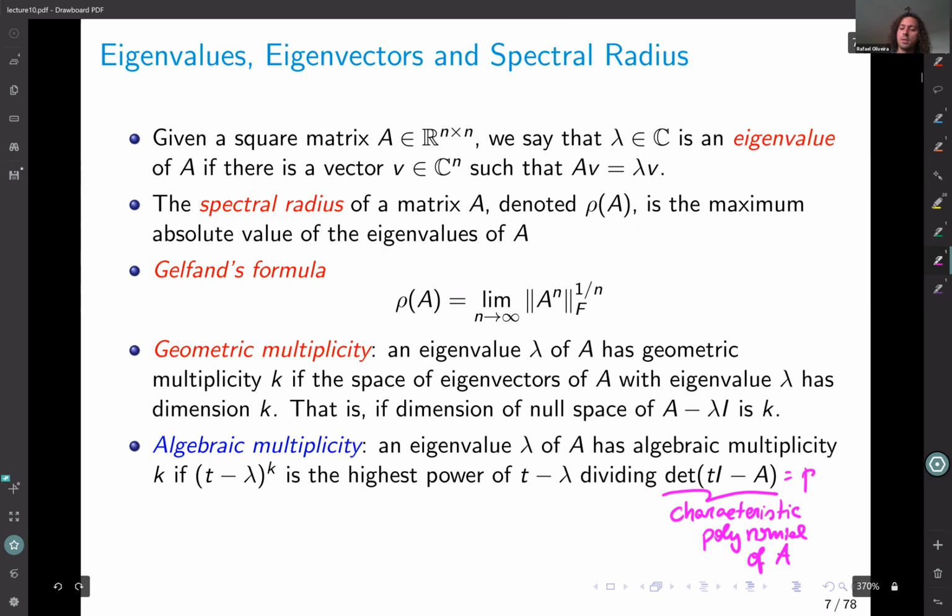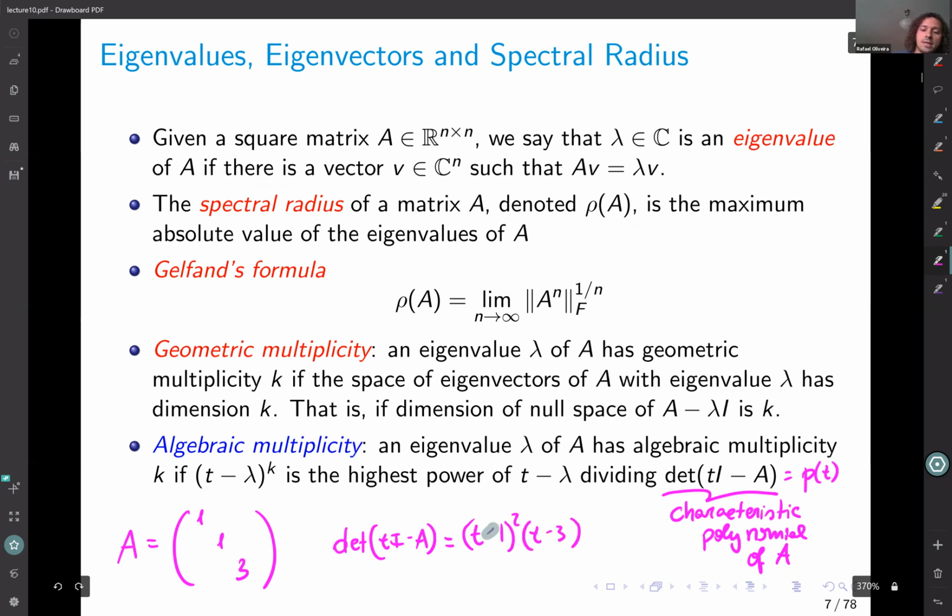This is a univariate polynomial in the variable t. And any eigenvalue is a root of this polynomial, right? But now, if you look at the multiplicity of this root of the characteristic polynomial, this gives you exactly the algebraic multiplicity. So for example, let's look at the matrix 1, 1, 3. If I take the characteristic polynomial, what do I get? It's exactly t minus 1 squared times t minus 3. And in this case the algebraic multiplicity of 1 is also 2.